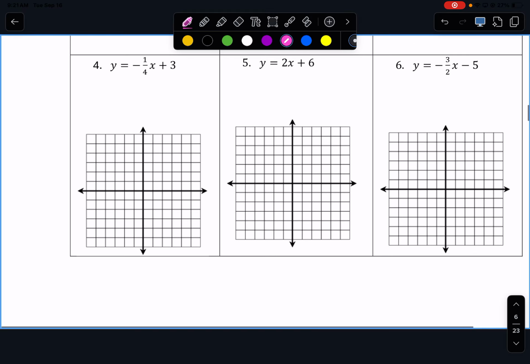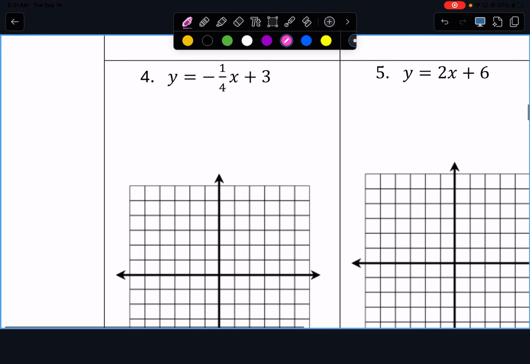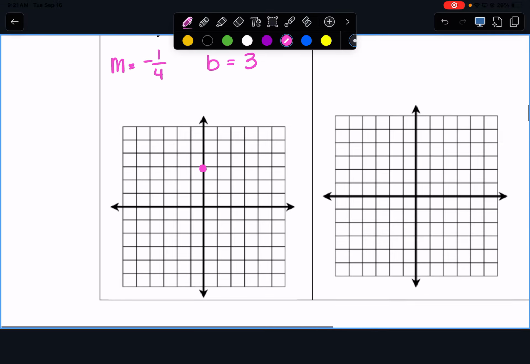So let's look at number 4. What is our slope? -1/4. And then what is 3? The y-intercept. So we're going to graph the y-intercept 1, 2, 3. And then how would I go about graphing that? You would go down 1 over to the right. Down 1 to the right 4. And we can draw our graph.